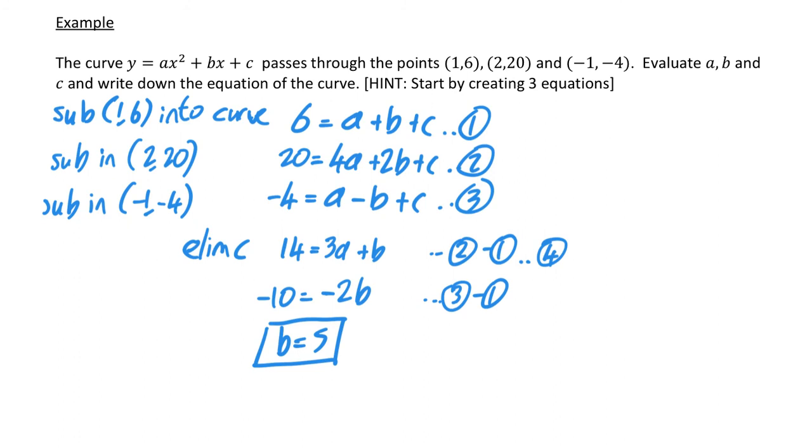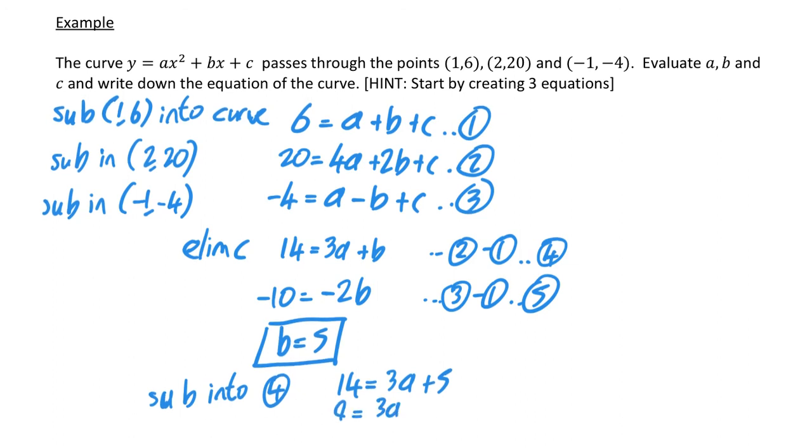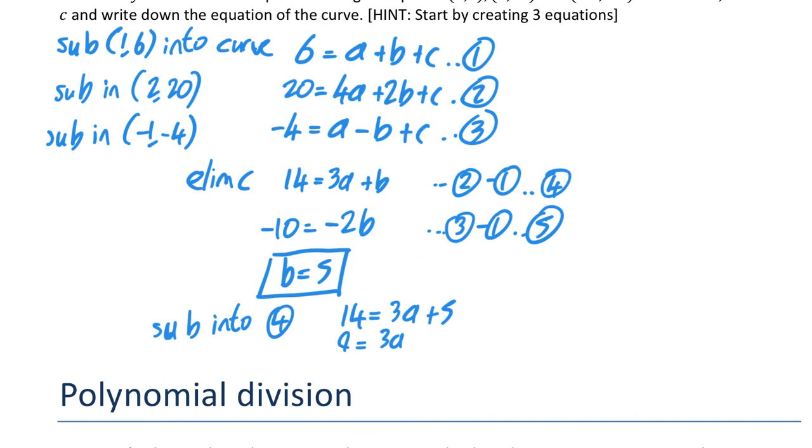Can you just call that one equation 5? Not that we really need it. Once we've got your b, you can then just sub that back into equation 4. You're going to have 14 is equal to 3a plus 5. A wee bit of working out, that's going to give you 9 is equal to 3a, which gives me a is equal to 3. So I've got my b is 5 and I've got my a is equal to 3 so far.